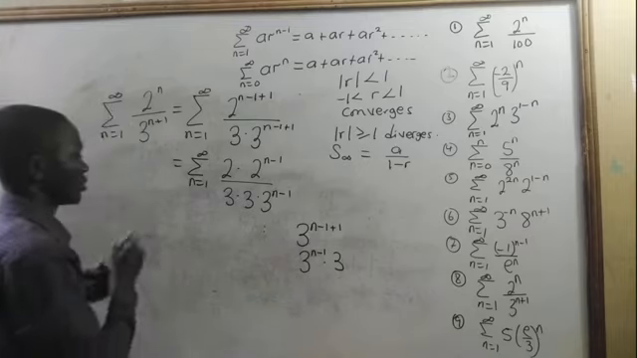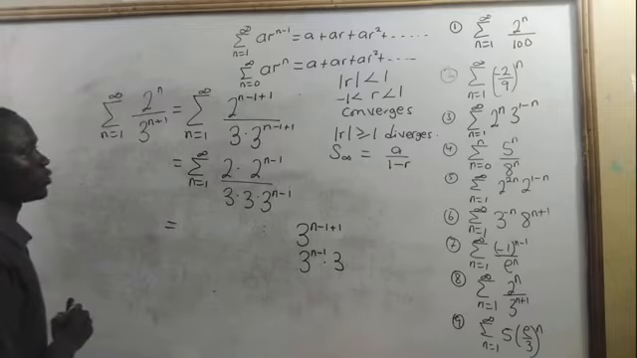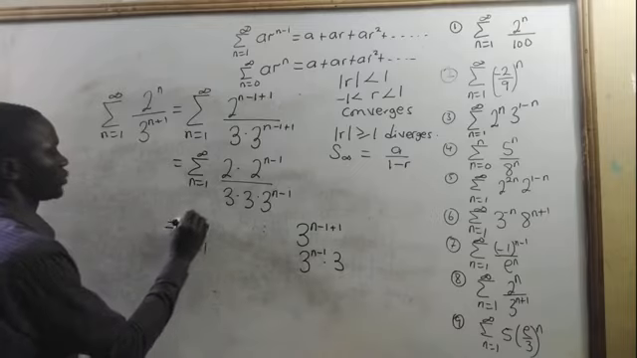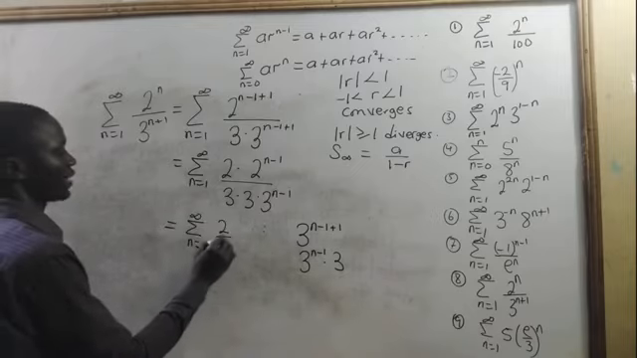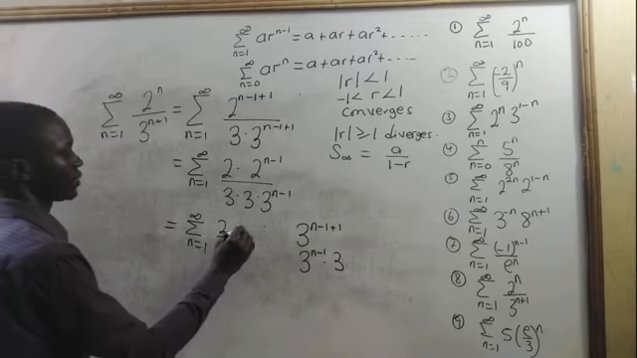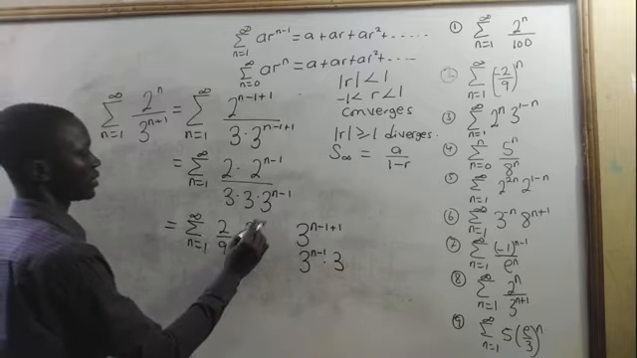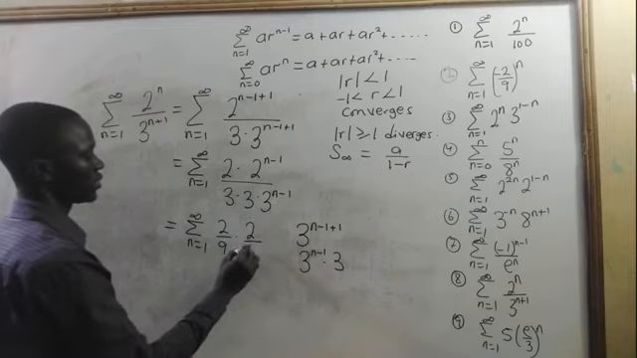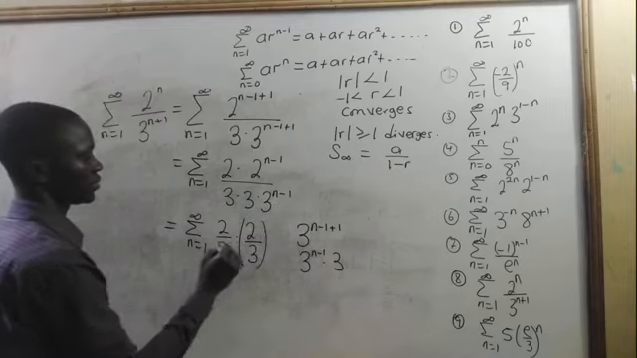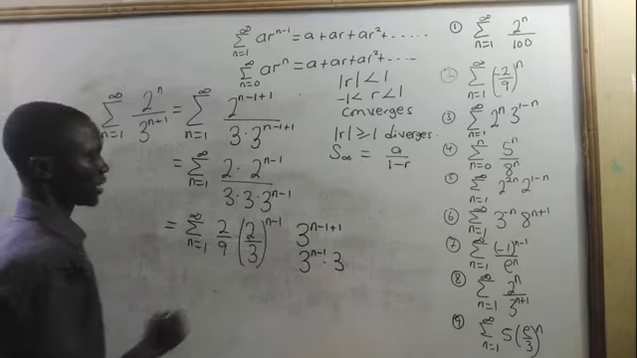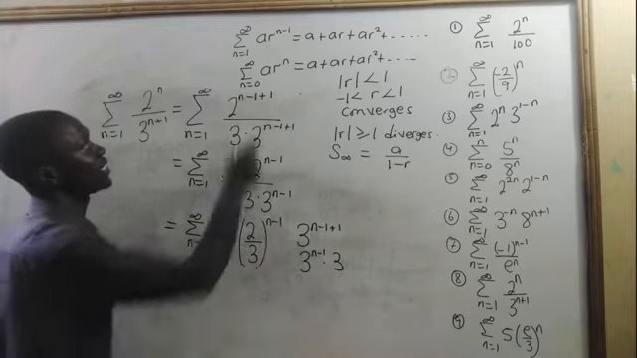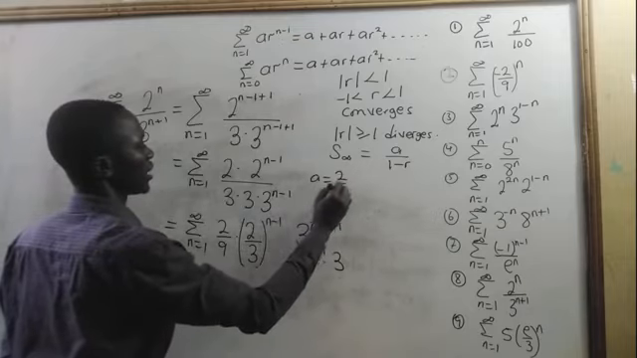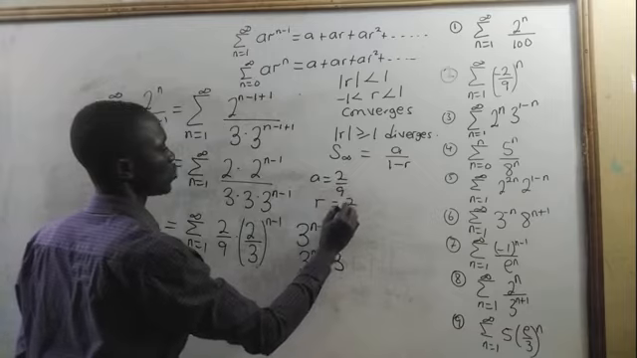Okay, so here we take this one to be equal to summation from n equal to 1 up to infinity of 2 divided by 9 times 2 exponent n minus 1 divided by 3 exponent n minus 1, which can be written as 2 over 3 exponent n minus 1. And you have this in this form. So here you have a equal to 2 on 9 and r equals 2 on 3.